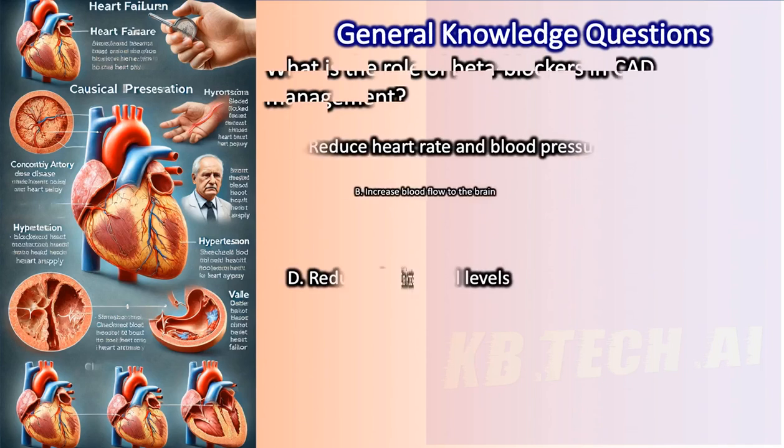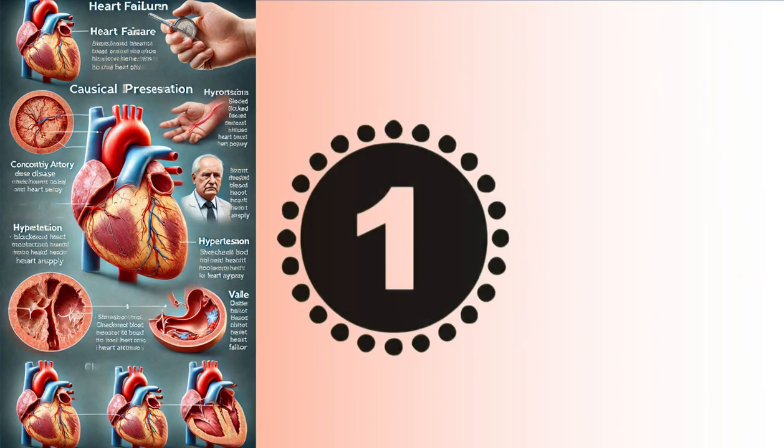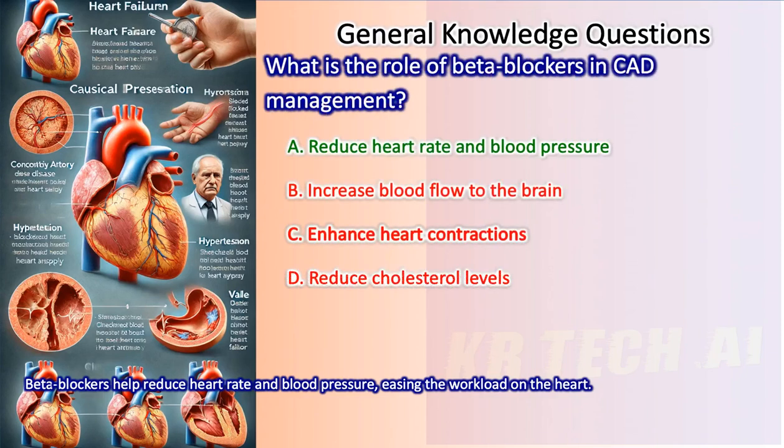What is the role of beta blockers in CAD management? Option 1, reduce heart rate and blood pressure. Option 2, increase blood flow to the brain. Option 3, enhance heart contractions. Option 4, reduce cholesterol level. The answer is option 1, reduce heart rate and blood pressure.